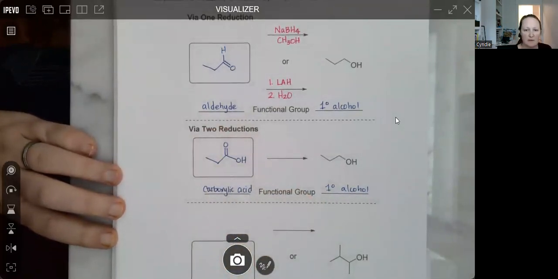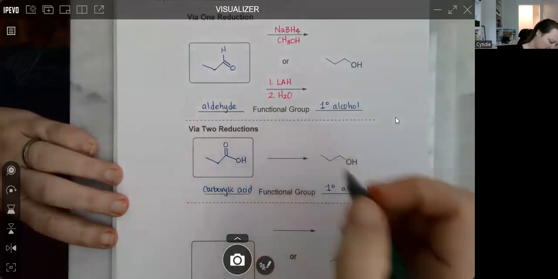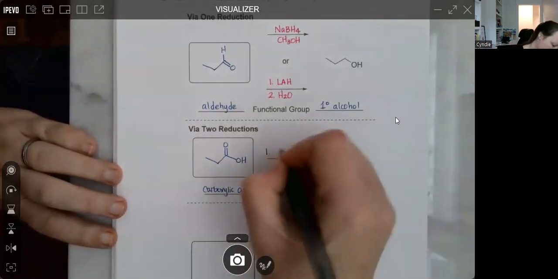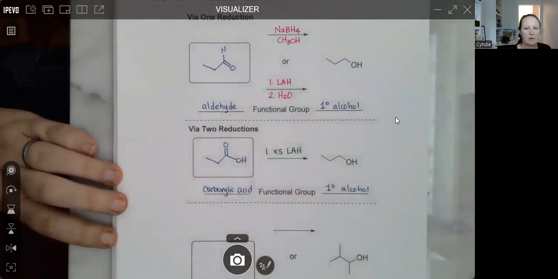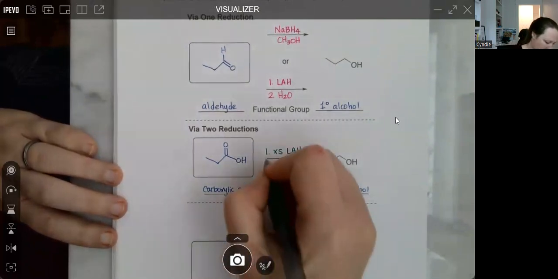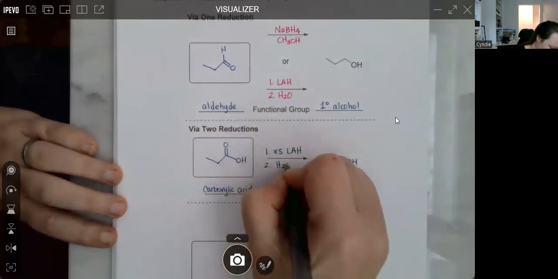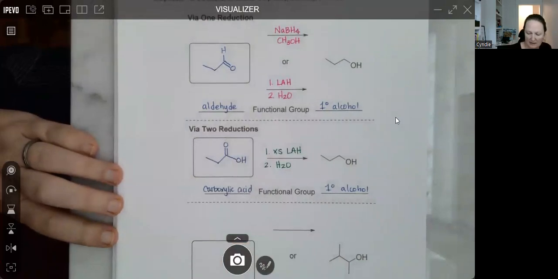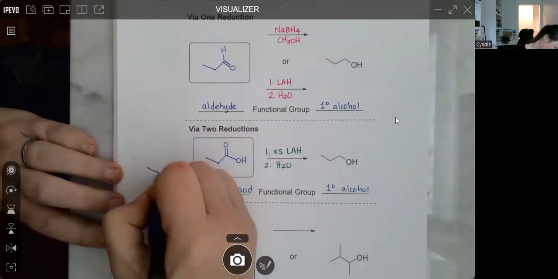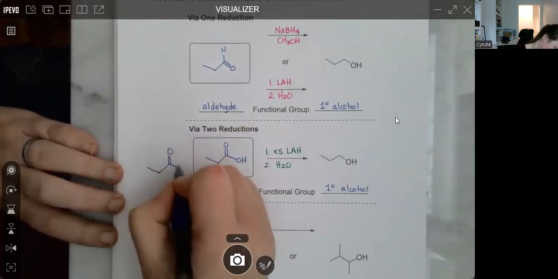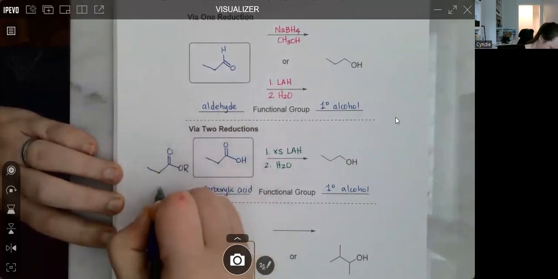And then if we are going to do 2 reductions, then we typically need excess of the reducing agent, right? So oftentimes it might say excess LAH followed by water. So this could be the carboxylic acid, or it also could be, and I'll just kind of put this off to the side, an ester.